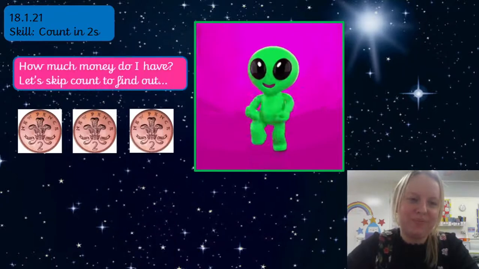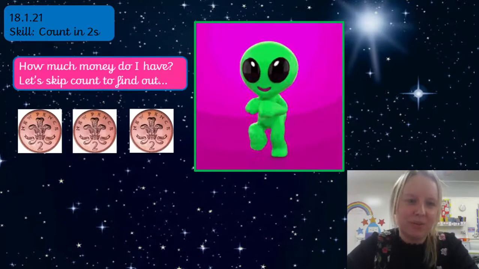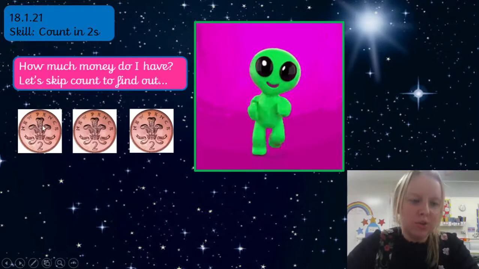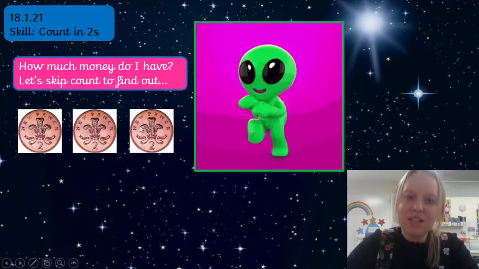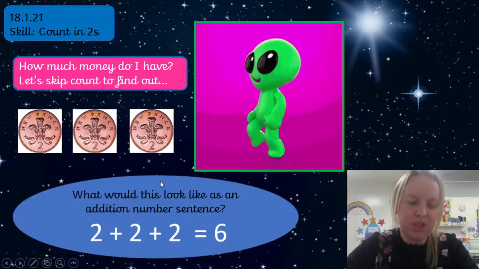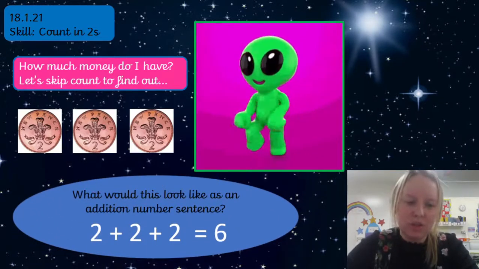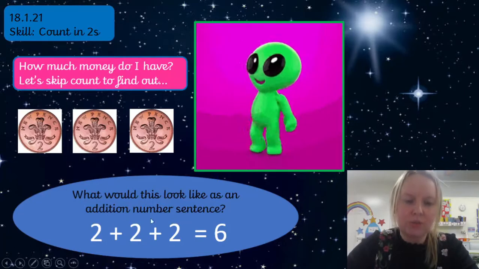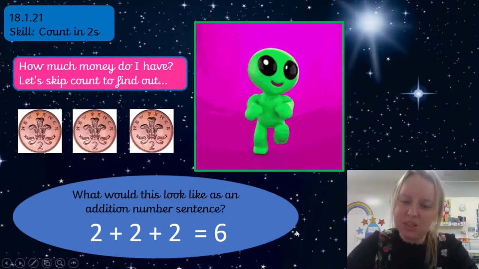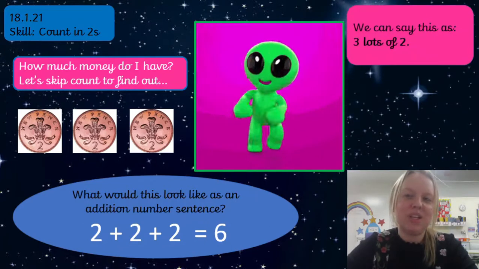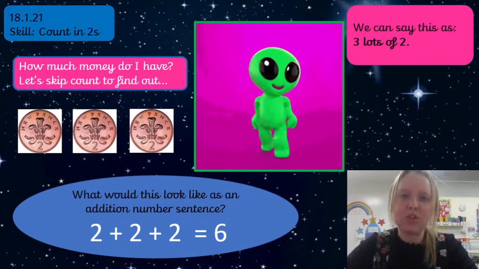Okay. How much money do I have now? Let's skip count to find out. Are you ready? 2, 4, 6. So this is what the addition number sentence would look like. 2 plus 2 plus 2 equals 6. Or, how could we say that? We can say it as 3 lots of 2.